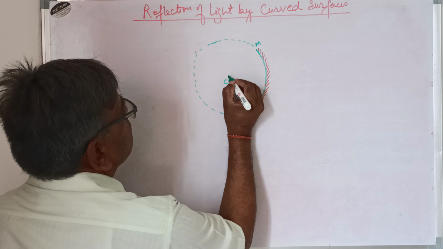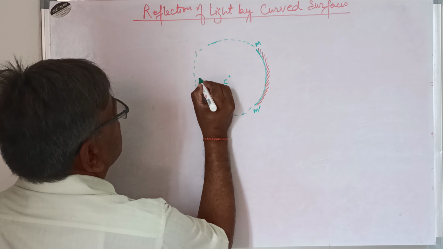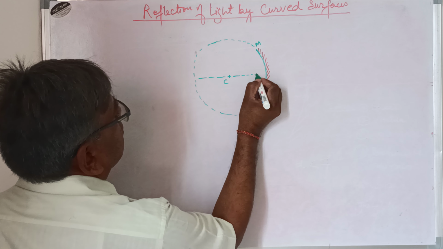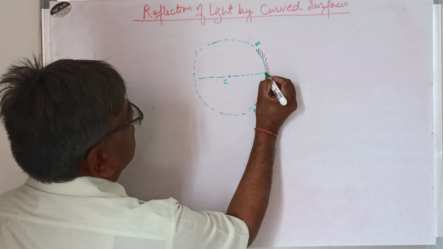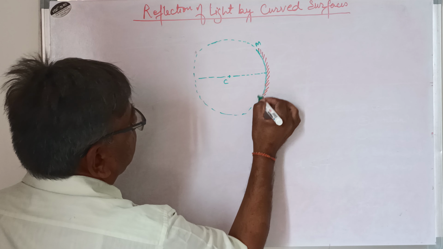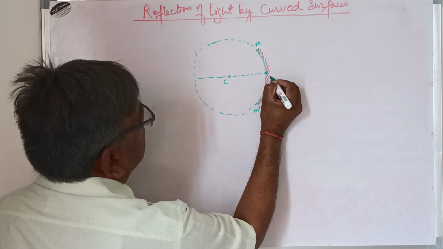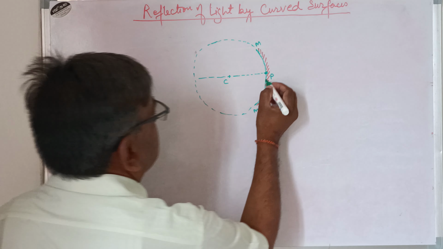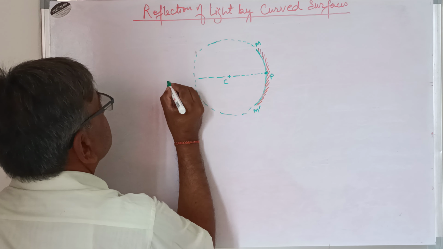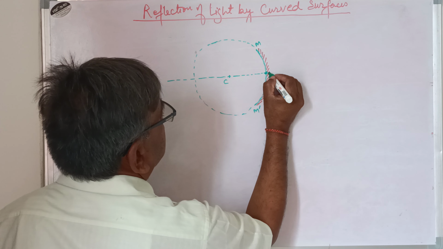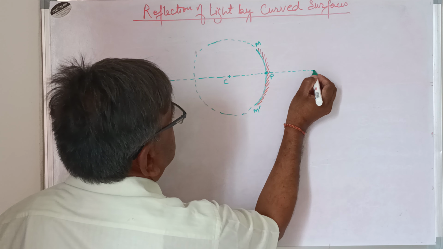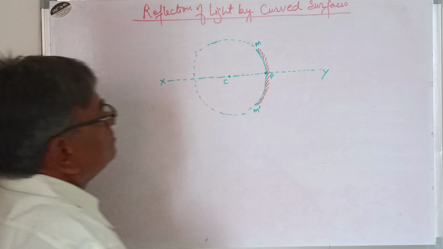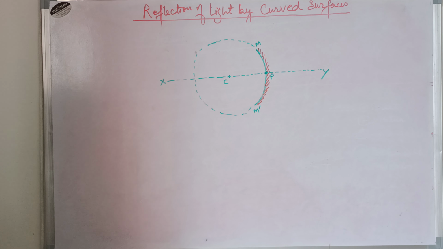So we draw a line passing through C and meeting the reflecting surface, meeting the concave mirror at point P. This point P is called pole of the mirror. Now we have to know some terminology. This line, say XY, is called principal axis.